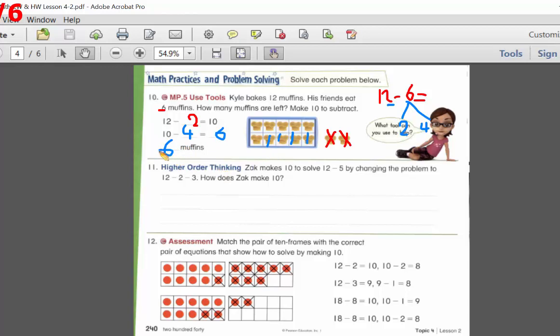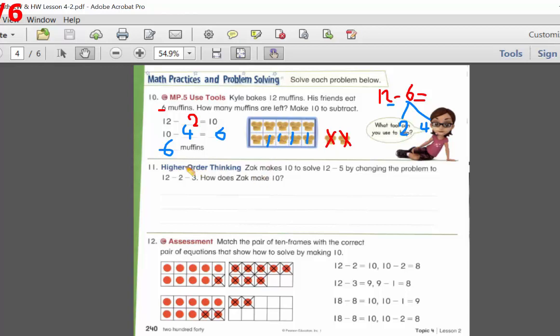6 muffins left. Is it easy now? Okay? So again, we want to make 10, so subtraction will be easy. We crossed off 2 muffins outside the 10 frame. Then we cross out 4 muffins inside the 10 frame.